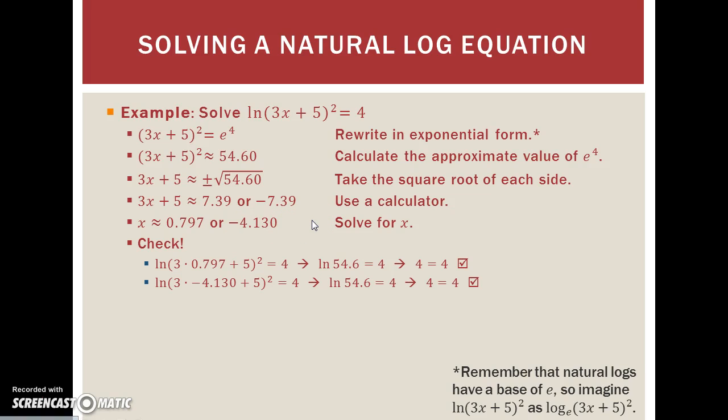We can check our work by plugging those two values back in to the original equation. Where you see x, you would plug in 0.797 or negative 4.130, and you could use your calculator to figure out what that is, and it should come out to be 4.